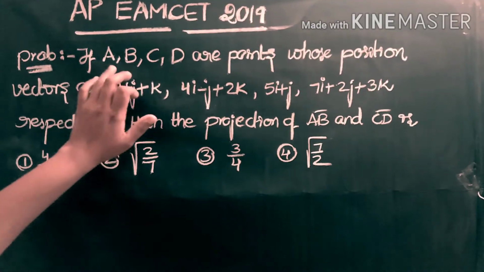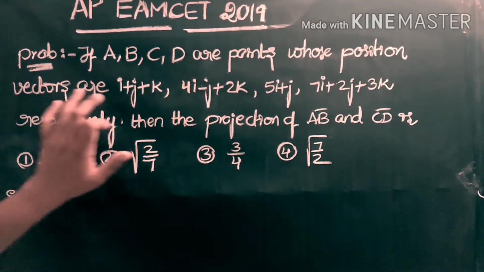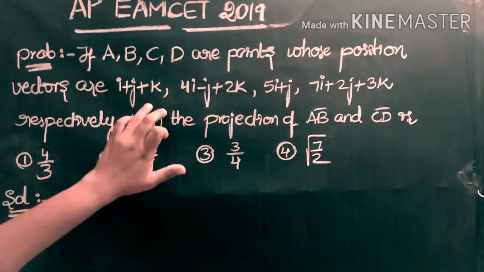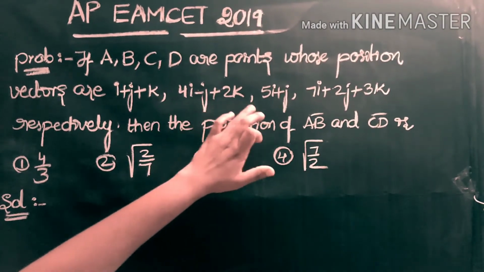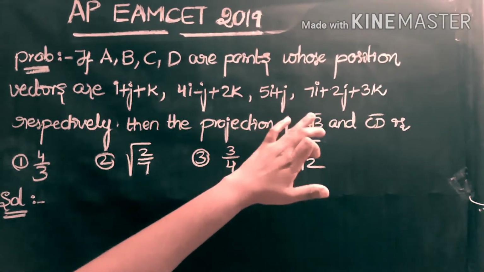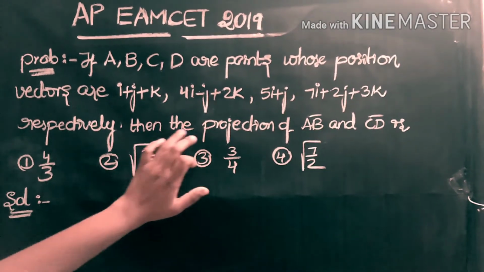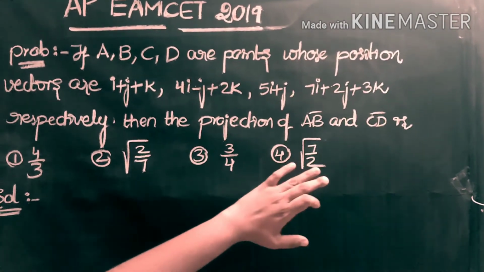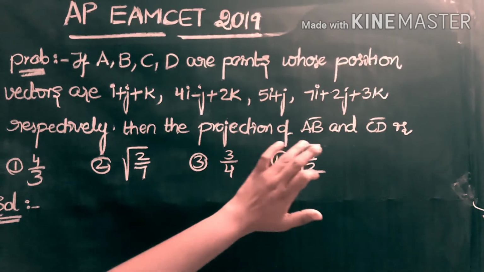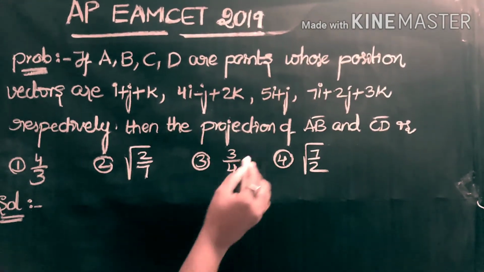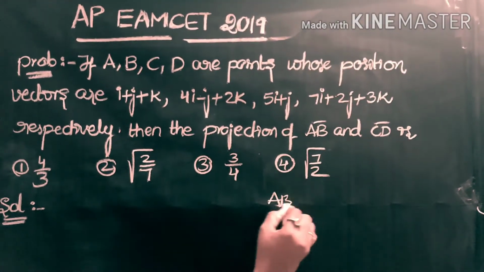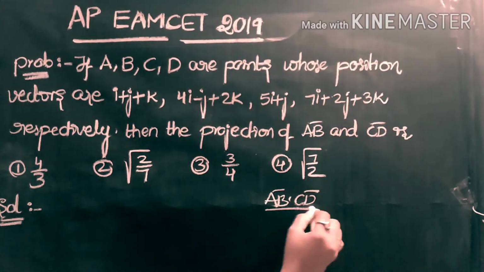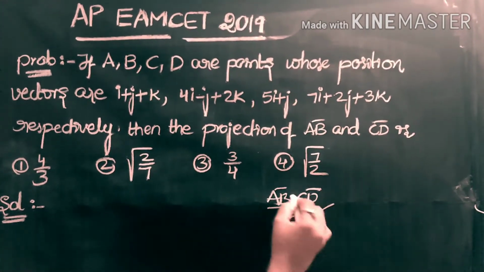Next problem. If A, B, C, D are points whose position vectors are i plus j plus k, 4i minus j plus 2k, 5i plus j, 7i plus 2j plus 3k respectively, then the projection of AB bar on CD bar. We want to find the projection of AB bar on CD bar. The formula for finding the projection of AB bar on CD bar is AB bar dot CD bar by mod CD bar. Now we have to find this value.